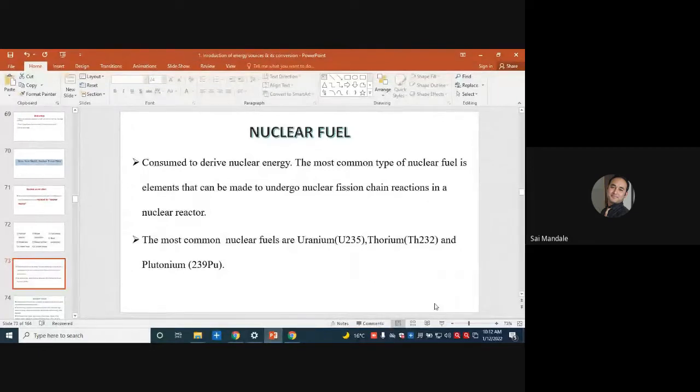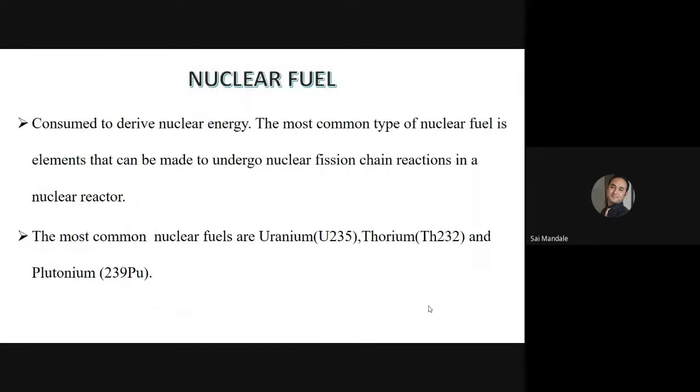So, nuclear fuels. Uranium, thorium, and plutonium are the three different nuclear fuels that we are using in the nuclear reactor to develop electricity. And all these nuclear fuels are subjected to a nuclear fission chain reaction.